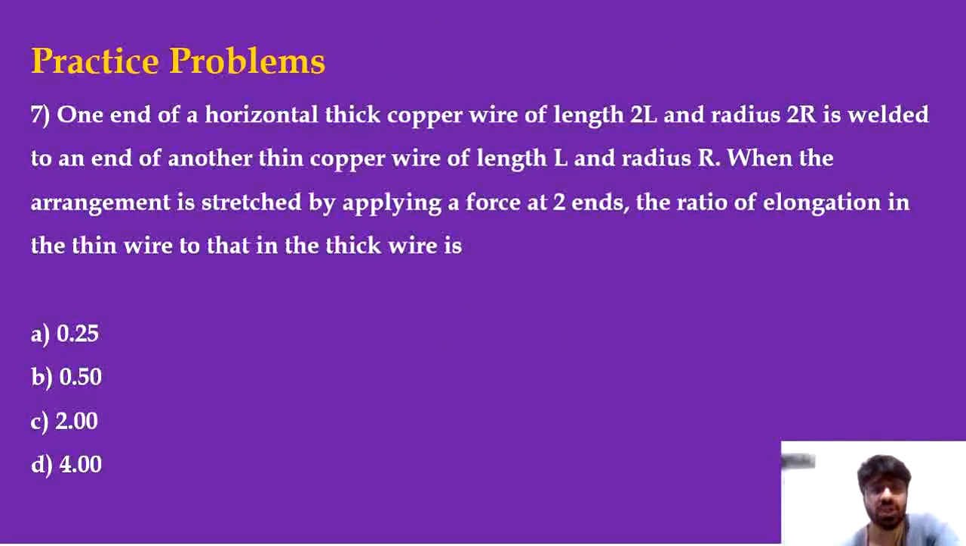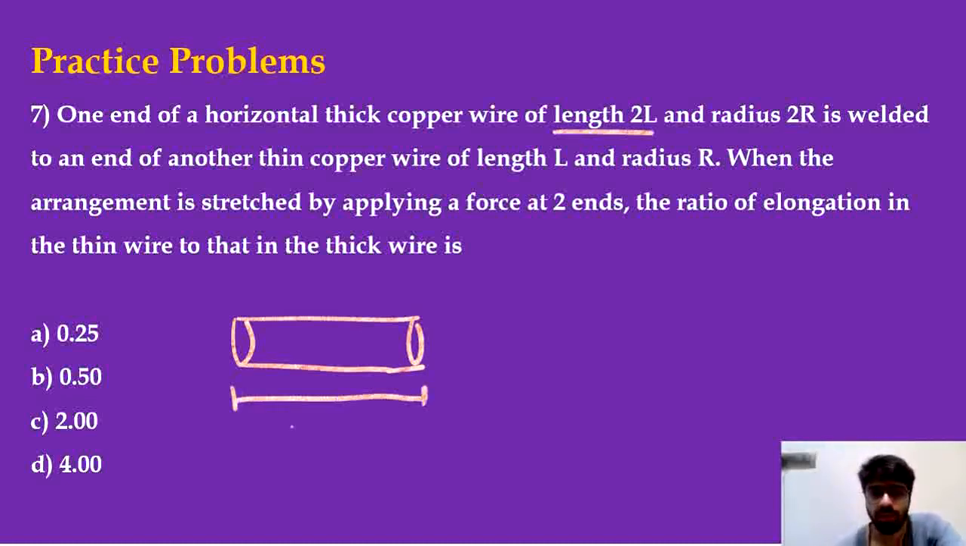One last question for this video, and I have taken this question from the JEE advanced papers. It's a very easy question, although it was in the JEE advanced papers. Let's check the question. One end of a horizontal thick copper wire of length 2L. The radius is 2R. I'll not draw it here. Just keep in mind the radius is 2R.